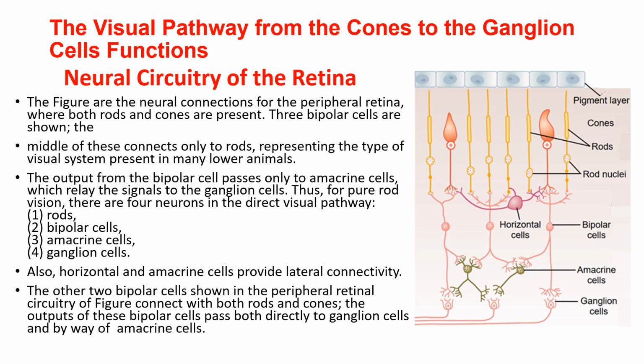The other 2 bipolar cells shown in the peripheral retinal circuitry of the figure connect with both rods and cones. The outputs of these bipolar cells pass both directly to ganglion cells and by way of amacrine cells.